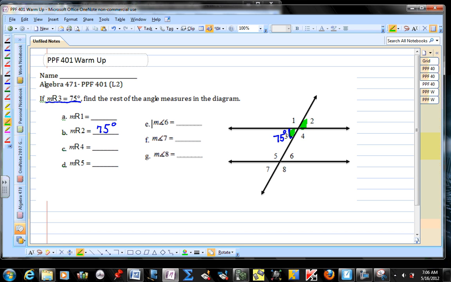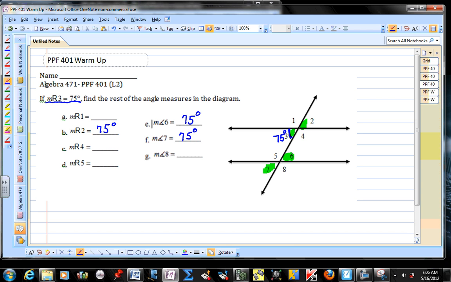Now, we can tell that angle 3 and angle 6 are alternate interior angles, and alternate interior angles are congruent. So the measure of angle 6 is 75 degrees. And you can tell that angle 3 and angle 7 are corresponding angles. Corresponding angles are congruent. So the measure of angle 7 is 75 degrees.